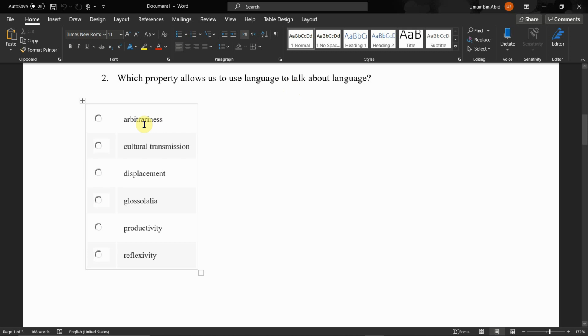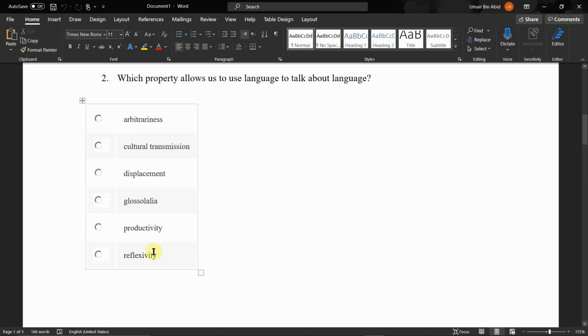One way to do an MCQ is to skip out the options which you think cannot be right. For example, arbitrariness, no. Arbitrariness is a different property, which means that there is no natural connection between the word and its meaning. Cultural transmission, never. Displacement, no. Displacement allows us to talk about the future, past, and so on. Glossolalia, no. It is speaking in tongues. Productivity, yes, this can be, because productivity allows us to make different expressions.